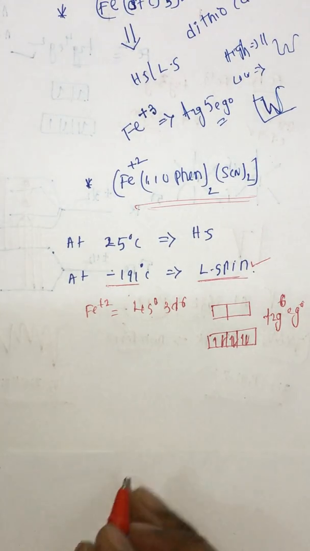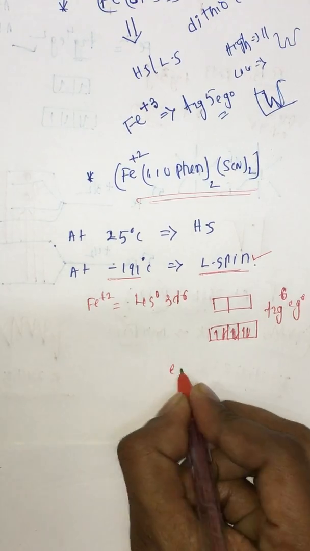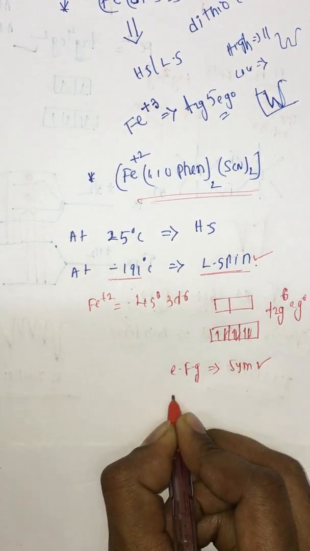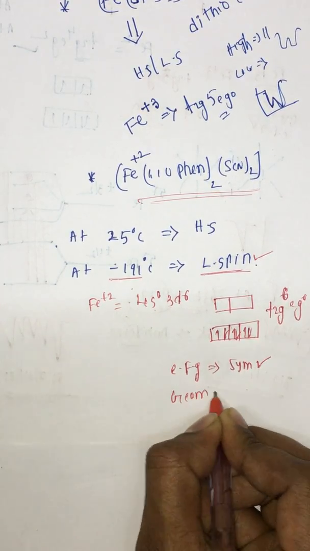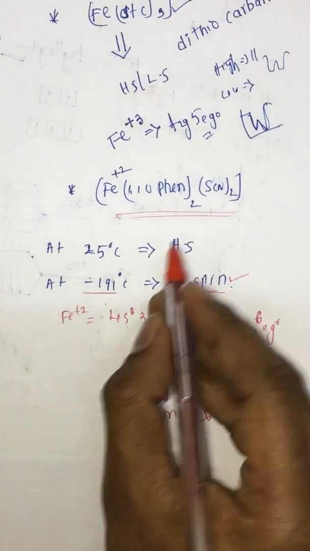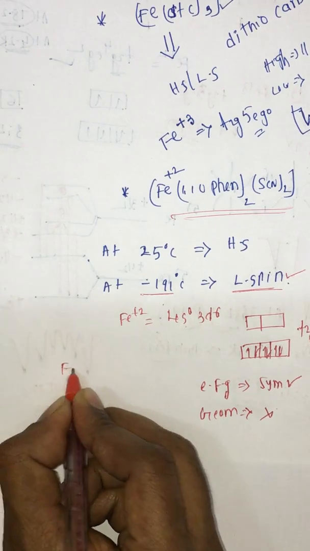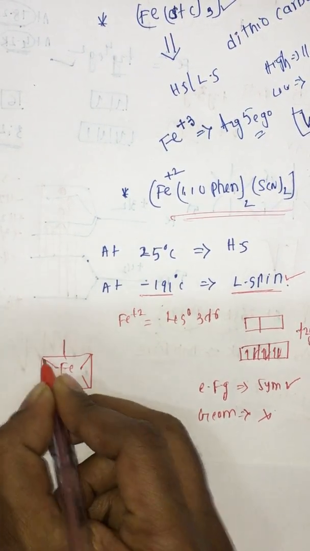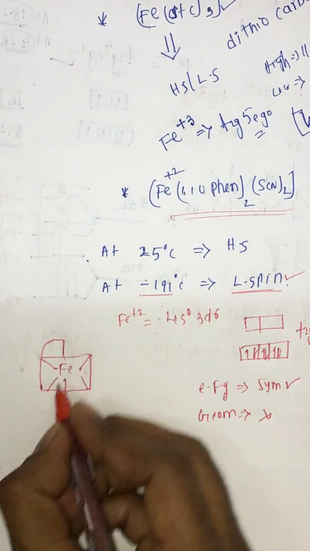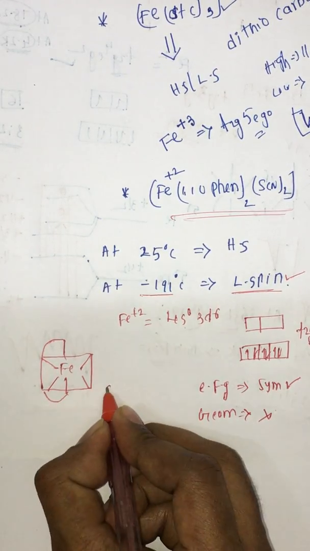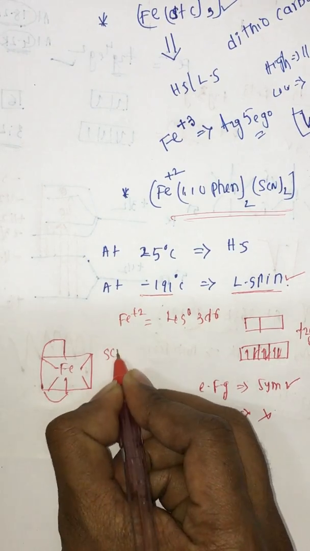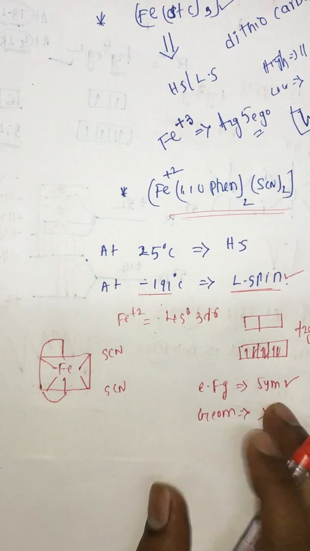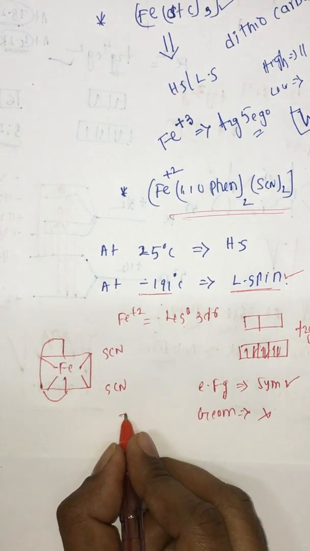So now here the electric field gradient is symmetric, right? But the geometry is not symmetric because we have here iron, 1,10-phenanthroline, which is a bidentate ligand, and SCN and SCN. Though the shape is not symmetric, the electric field gradient is symmetric. So in this case we will get a doublet here.